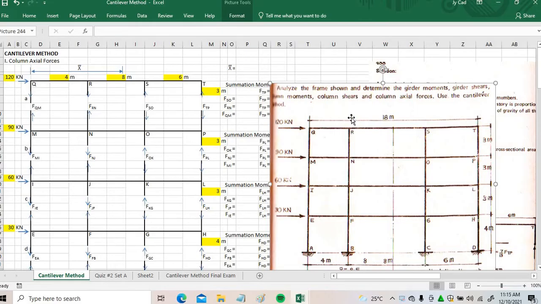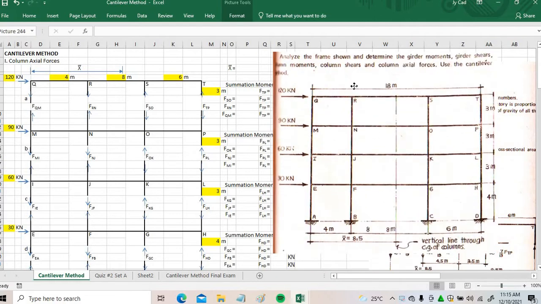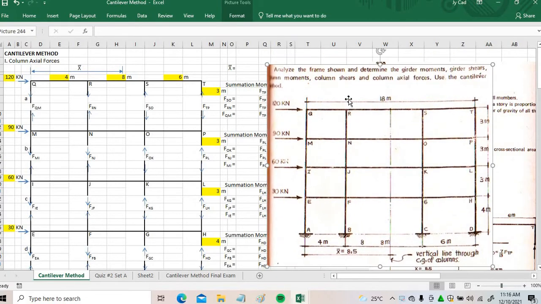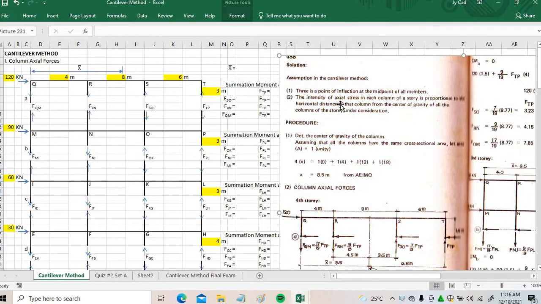So, the first thing that we should do is dapat alam natin yung mga assumptions niya. So, number 1, there is a point of inflection at midpoint of all members. So, that includes column height and then midspan of beams. And the first procedure that we're going to do is to determine the center of gravity of the columns.